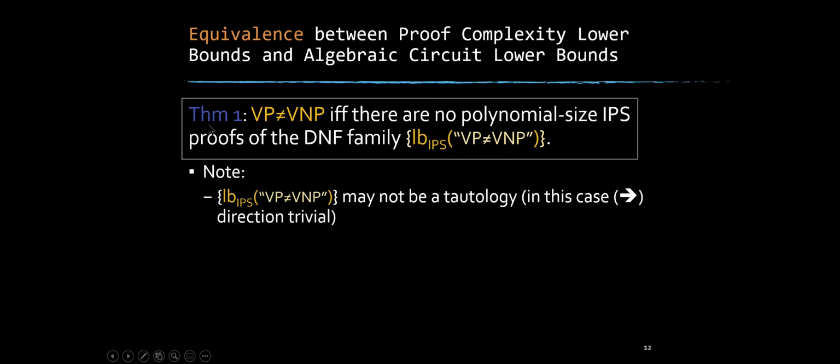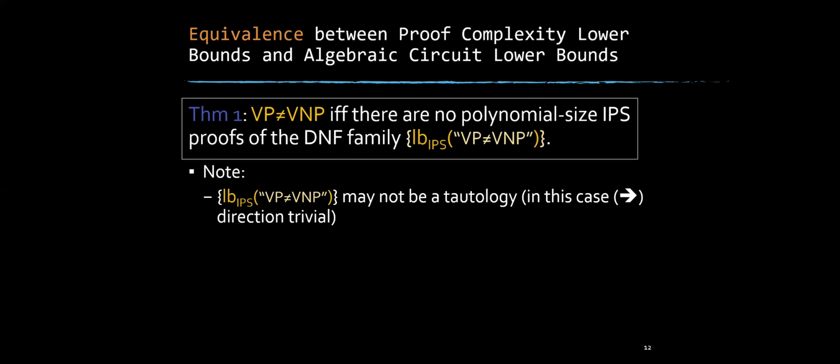In this case, this one direction is trivial. Of course, there are no short IPS proofs if it's not a tautology, because simply there are no proofs anyway. And this is this case. But we do not know if it is a tautology or not, and this is the regime we work in.